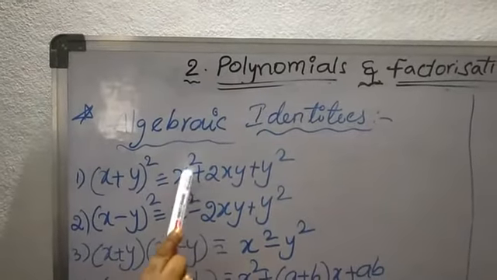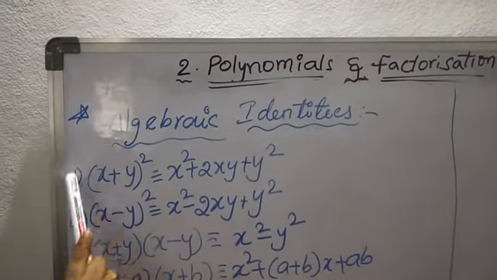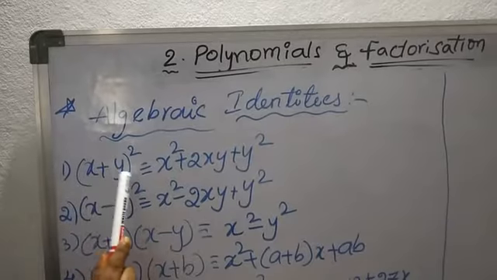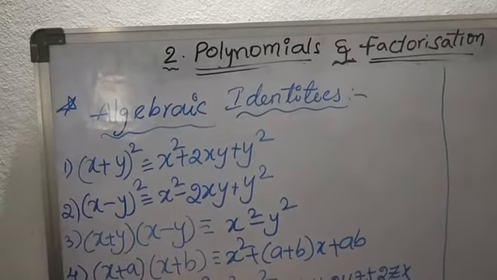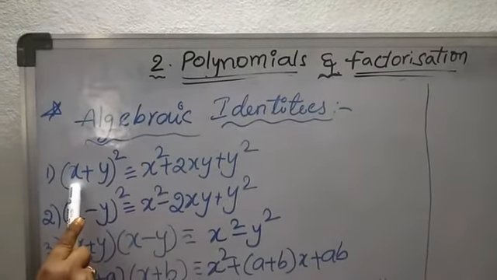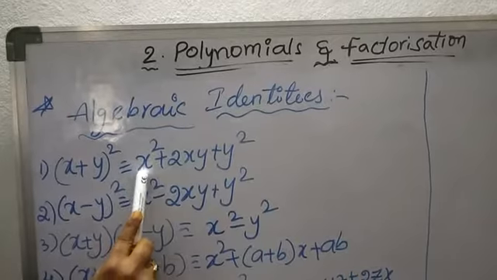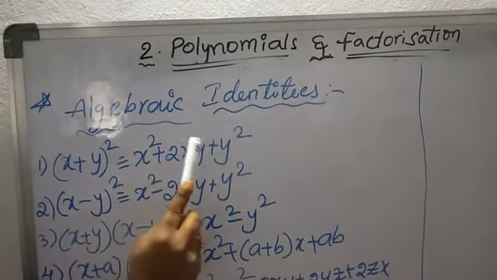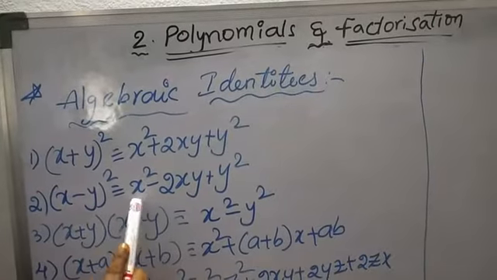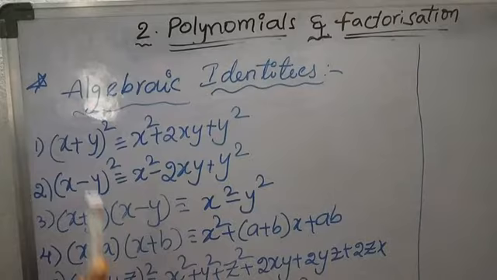Before starting, I would like to explain the first one: (x plus y) whole square is equal to x square plus 2xy plus y square. You already know this formula very well. Sometimes we use a and b, sometimes x and y. The formula does not change, just the variables. (x plus y) whole square is x square plus 2xy plus y square. (x minus y) whole square is x square minus 2xy plus y square.